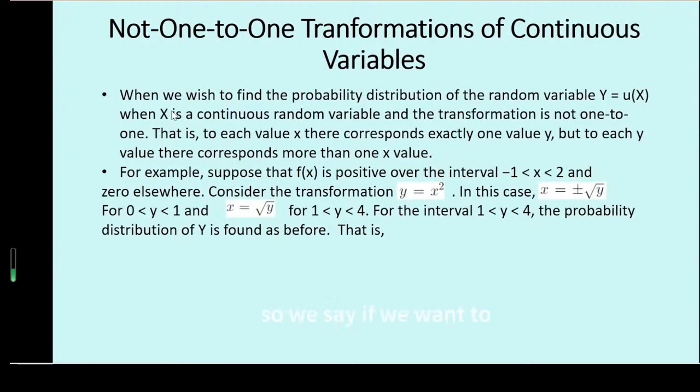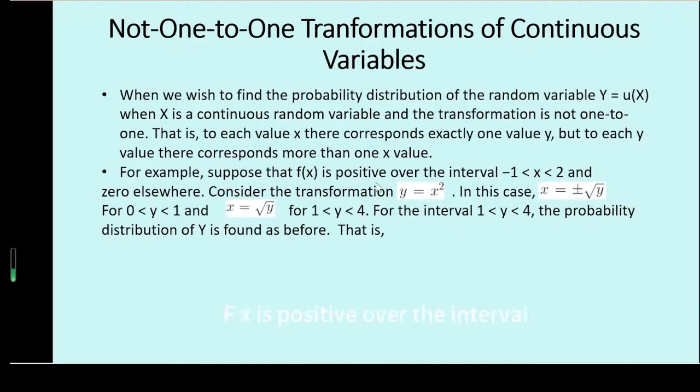So we say if we want to find the probability distribution of the random variable y, a function of x, where x is a continuous random variable and the transformation is not one-to-one. This means to each value x there corresponds exactly one value y, but to each y value there corresponds more than one x value.